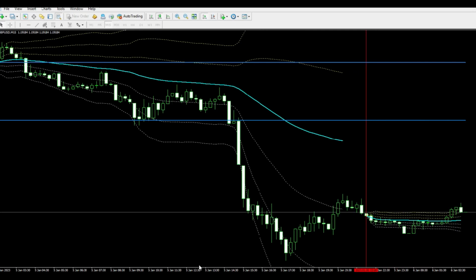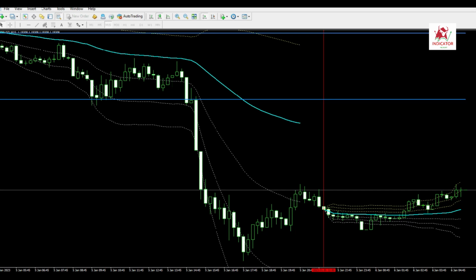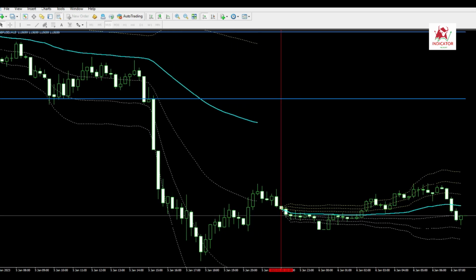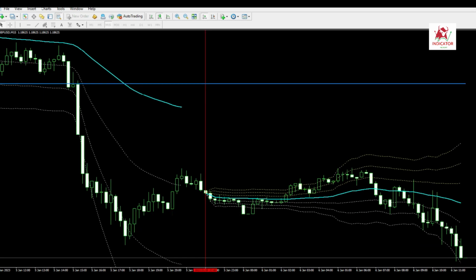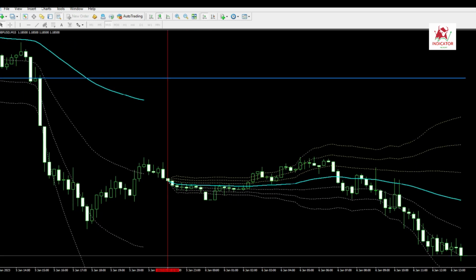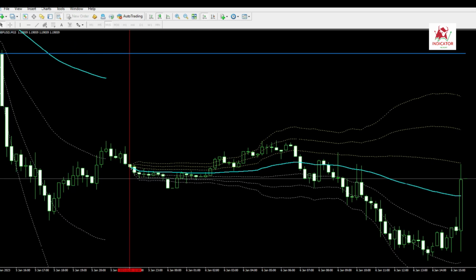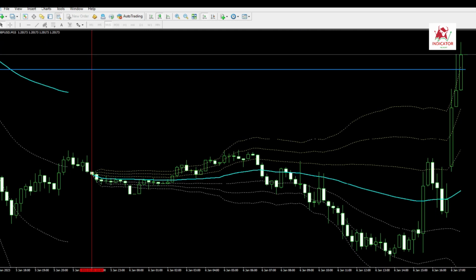The VWAP plus indicator for MT4 is a volume-weighted average price indicator using volume as an integral component. The indicator provides trading signals primarily using the VWAP line. Additionally, the indicator plots dynamic support and resistance lines which are effective in trading intraday price charts.